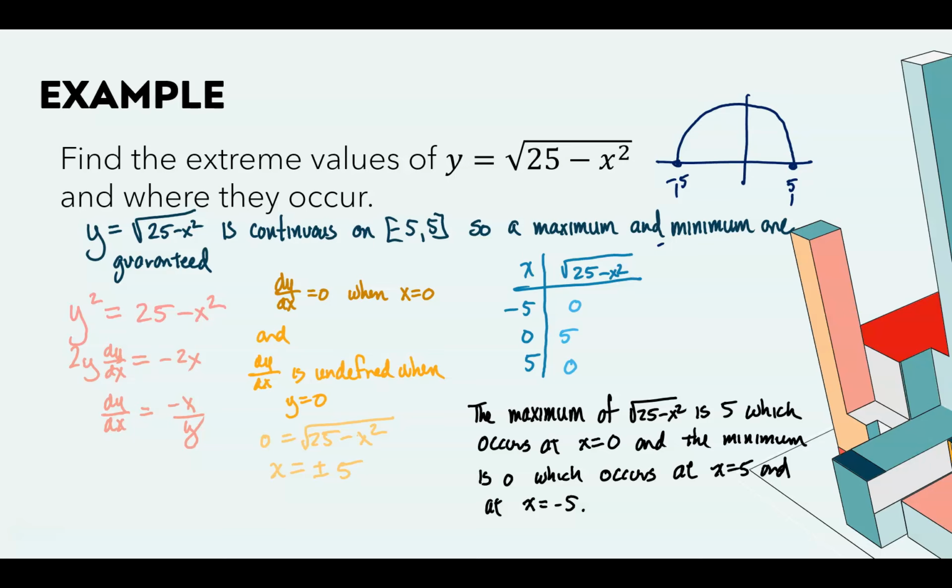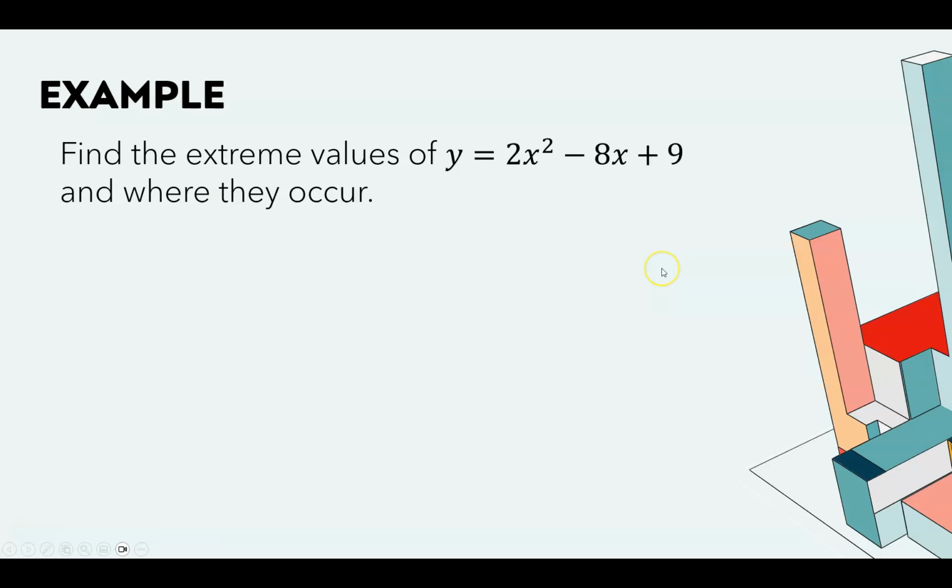So the maximum, and we don't have to say the interval because, well, the interval, I don't know, we created. I suppose we could. But the maximum of the square root of 25 minus x squared is 5, which occurs at 0. And the minimum is 0, which occurs at 5 and negative 5.